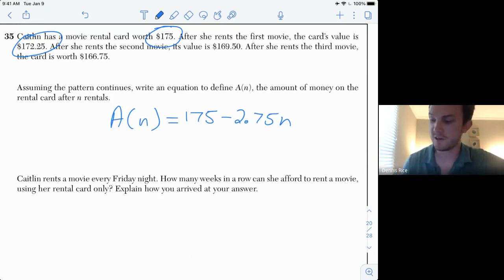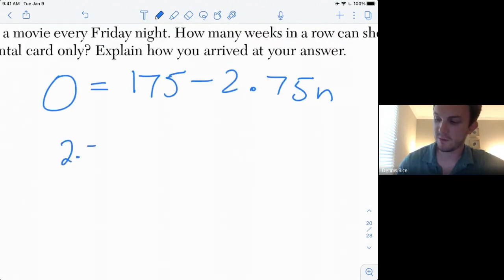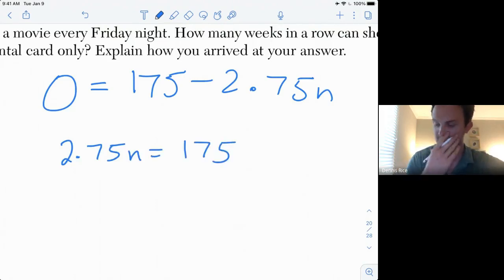Yeah, set it equal to 0. She can keep using her gift card until it has no money on it. So let's figure out when that happens. When will she have no money on it? I'm going to add the 275 to both sides to separate the two here. We could have subtracted 175 as well. And now I'm going to divide 175 by 2.75.